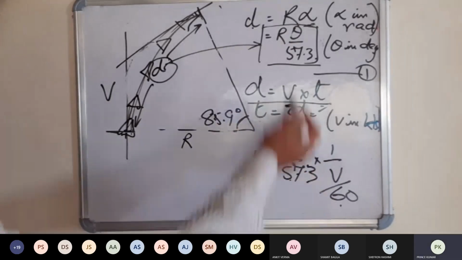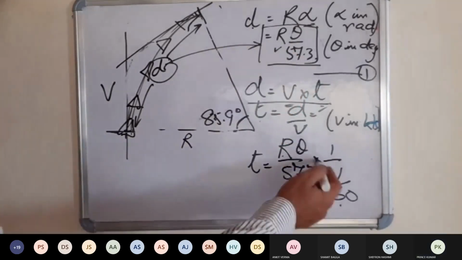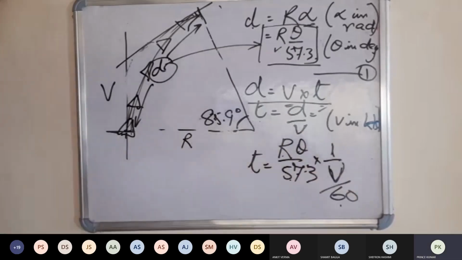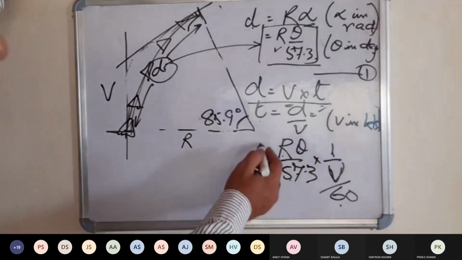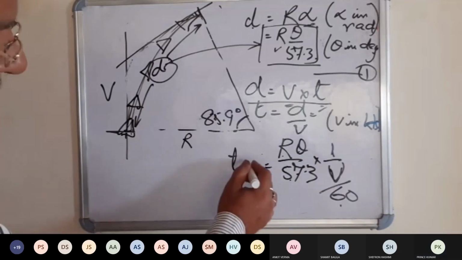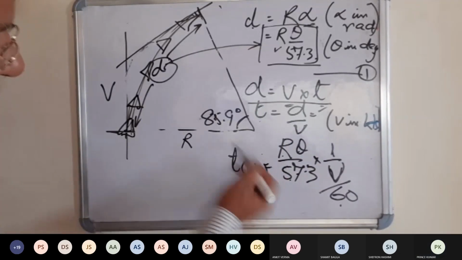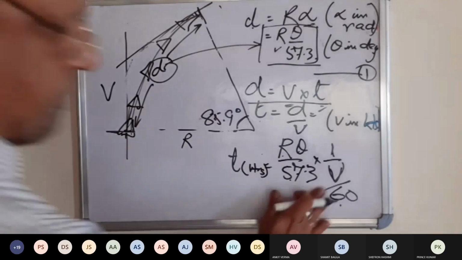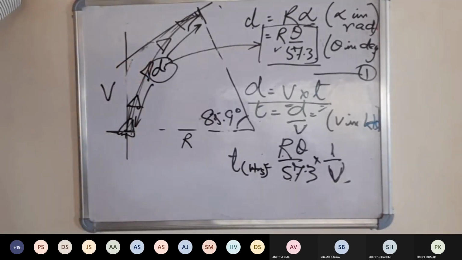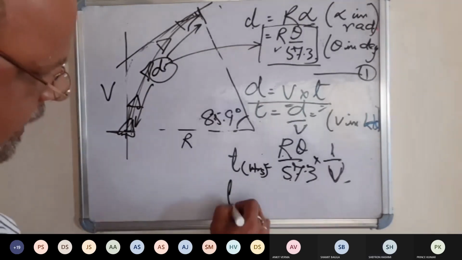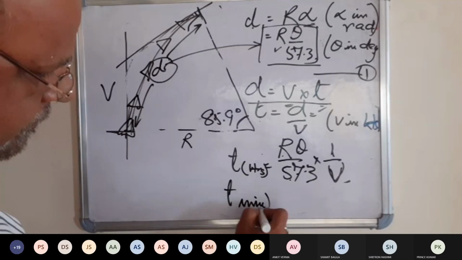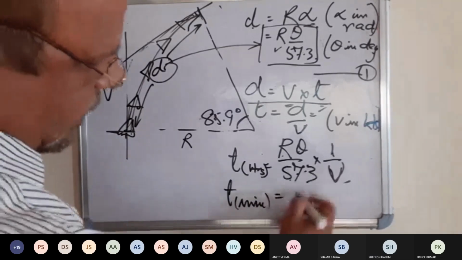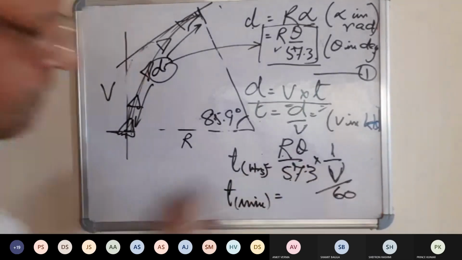T is equal to R theta by 57.3 into 1 by V. Is that correct? Yes, sir. But this T is in hours, correct? This T is in hours. नहीं समझ में आया? तो अब अगर टाइम हम इन मिनट्स निकालें, तो will that be the same thing divided by 60?